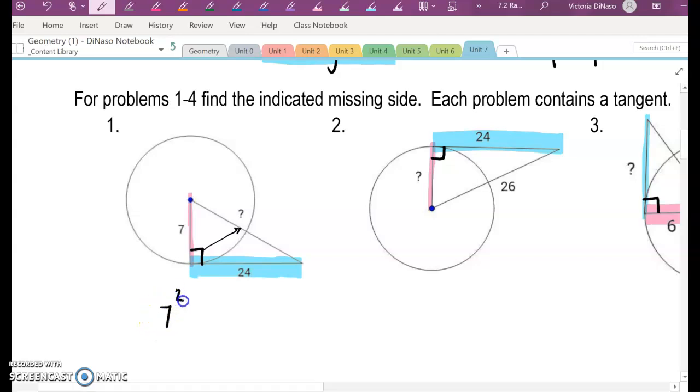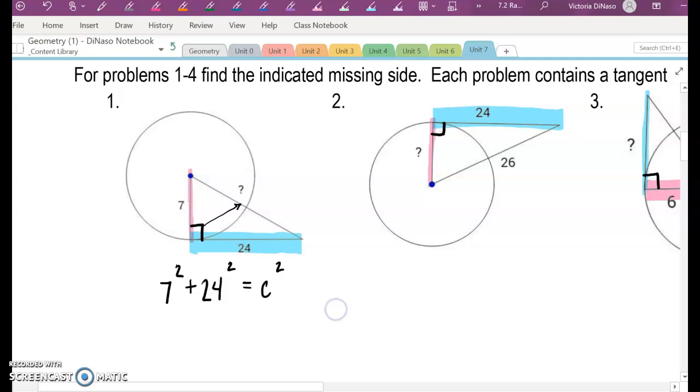So we're going to be doing 7 squared plus 24 squared equals C squared. So you can very quickly, 7 squared plus 24 squared, enter. Square root, enter. You should get a whole number, and the answer is 25.